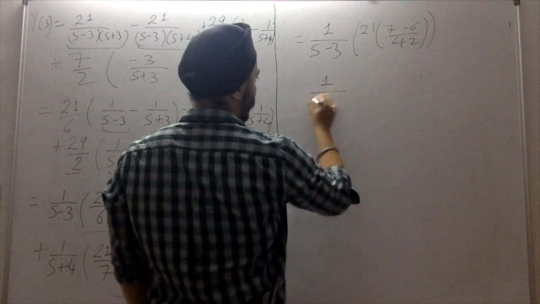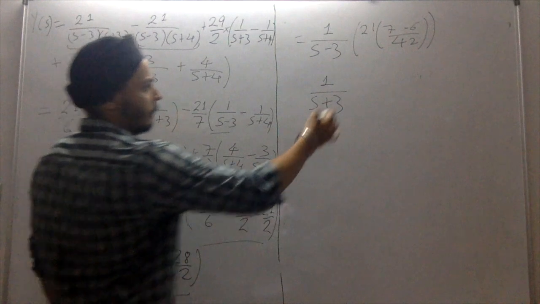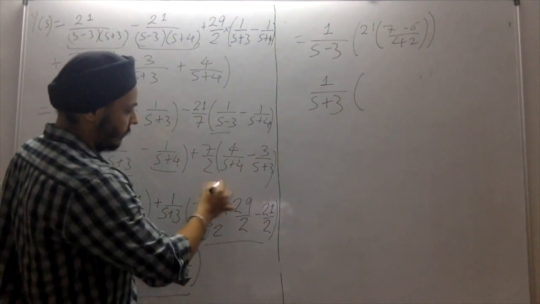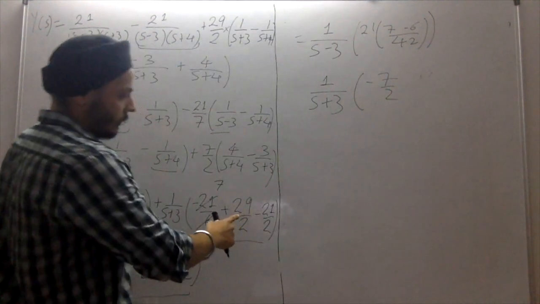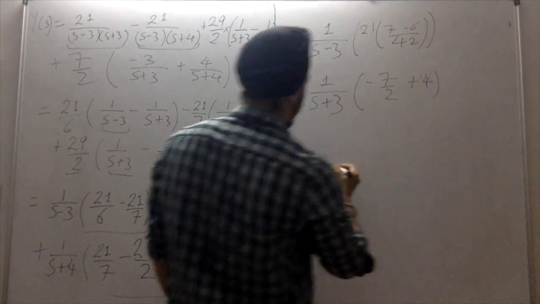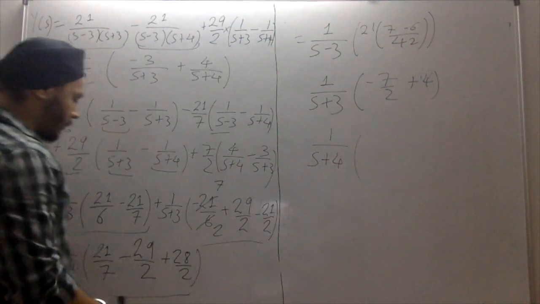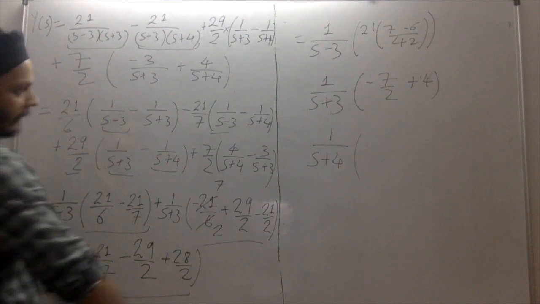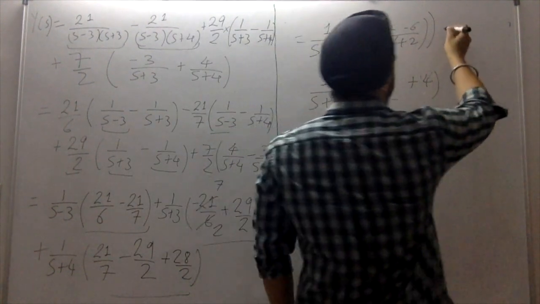And the second will be 1 by s plus 3. This will become, divided by 3, so this will become 2 and this will become 7 minus 7 by 2. 29 minus 21 will be 8 by 2, that will become 4. Our last term is 1 by s plus 4. So this is minus half. 21 by 7 is 3, so 3 minus half.